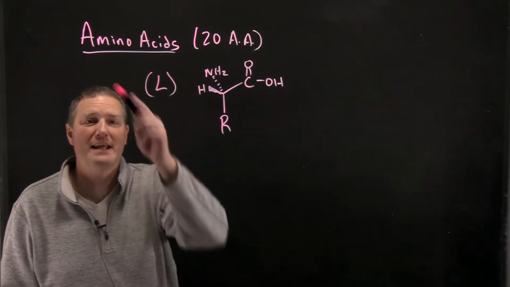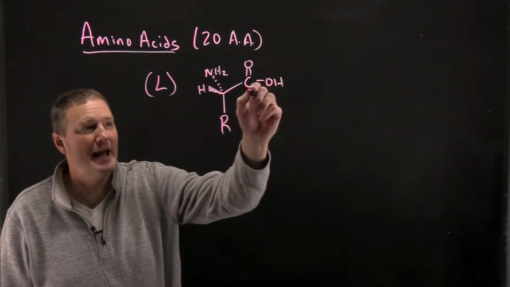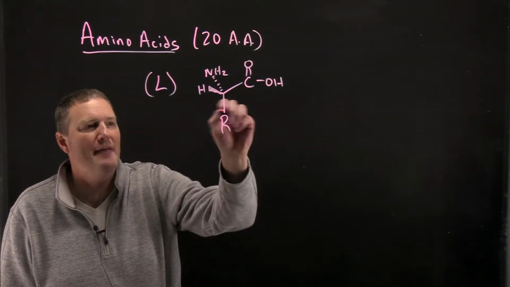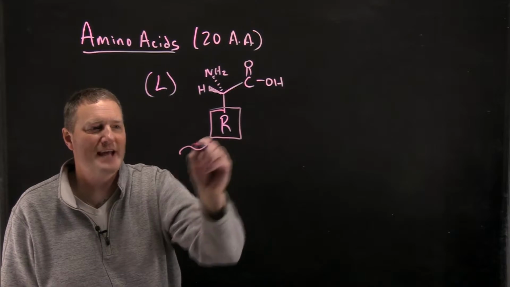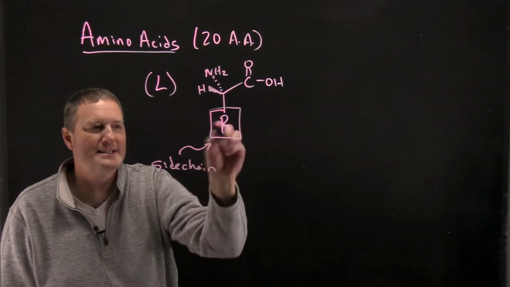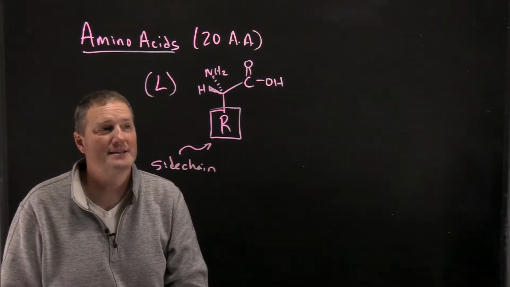And as the name would indicate, there is an amino group, which is shown here, and a carboxylic acid. So we have an amino and an acid. And then notice I've put an R group here. The R group is referred to as the side chain. And it's this side chain that's going to be different between the 20 different amino acids.